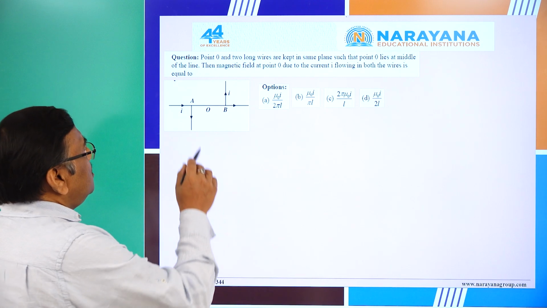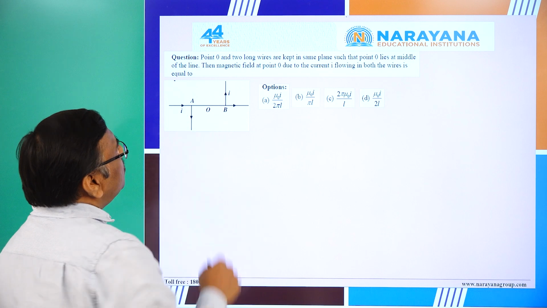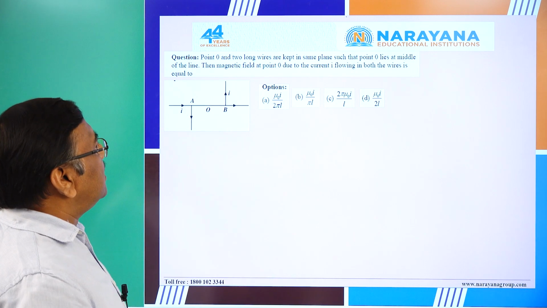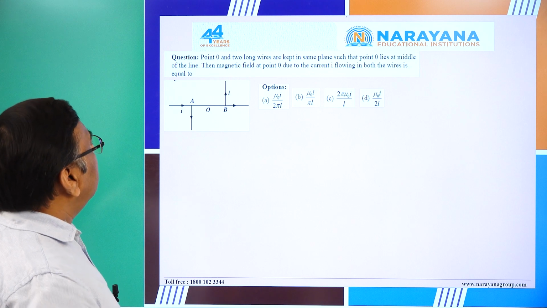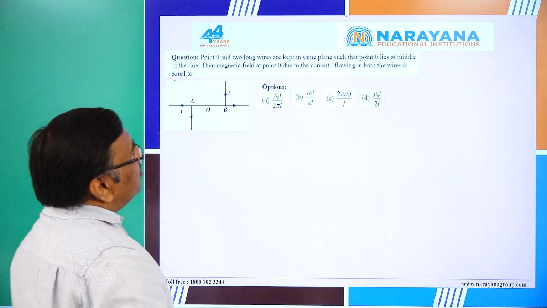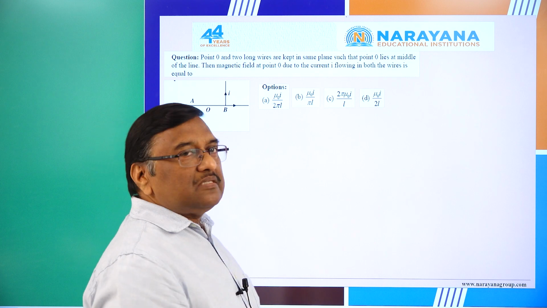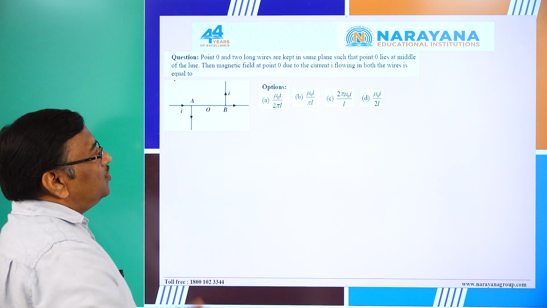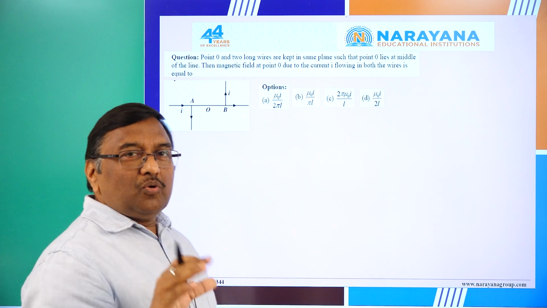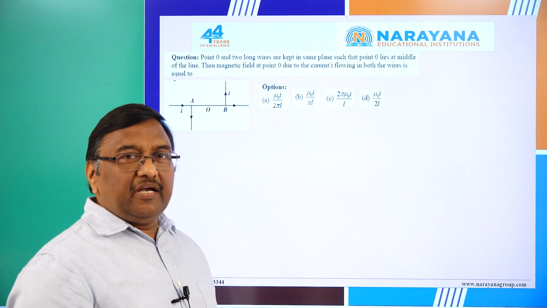As you can see, again this question: point O and 2 long wires are kept in the same plane such that point O lies at the middle of the line. Then find the magnetic field at point O due to the current I flowing in both the wires. That's the simplest question on the magnetic effects of current, and that too uses the definition of how to find the magnetic field due to a straight current carrying conductor.